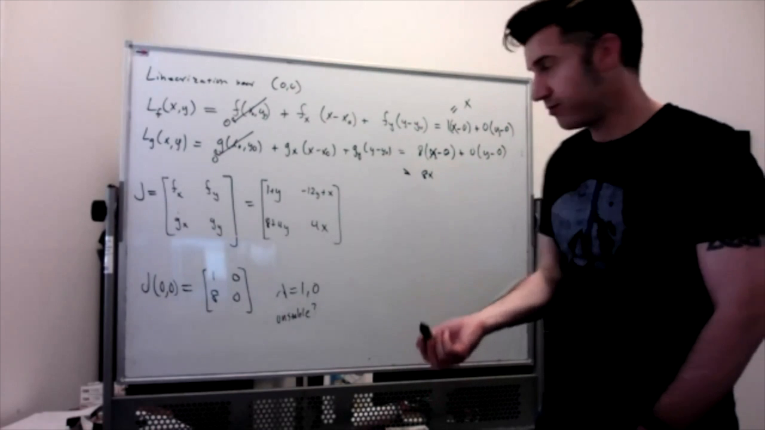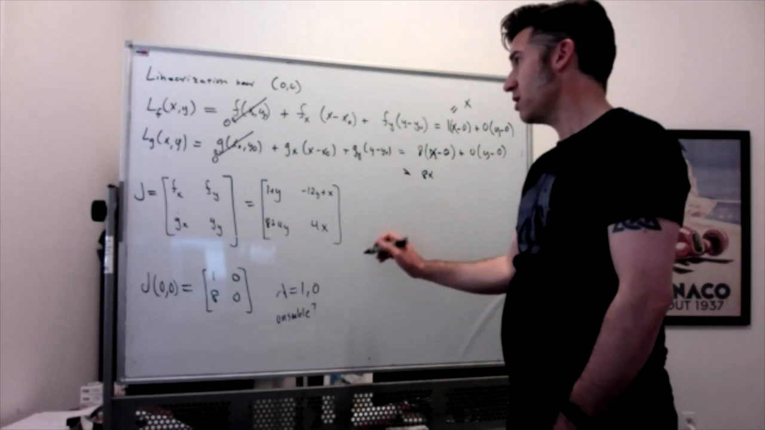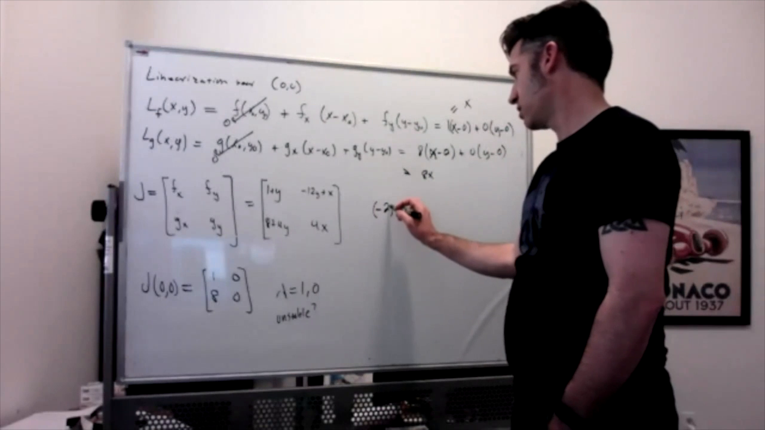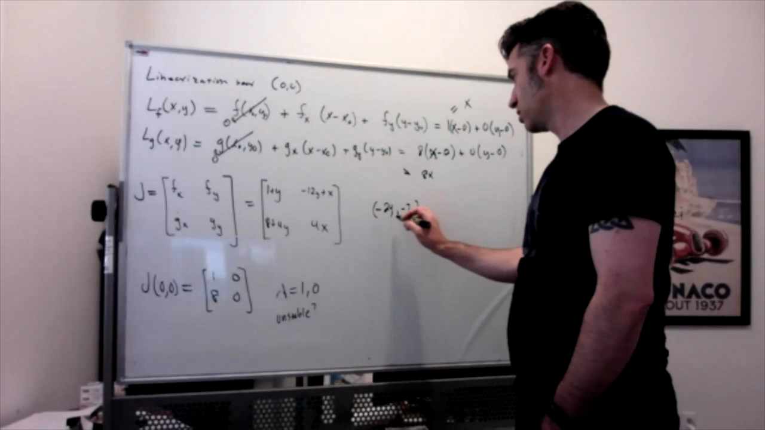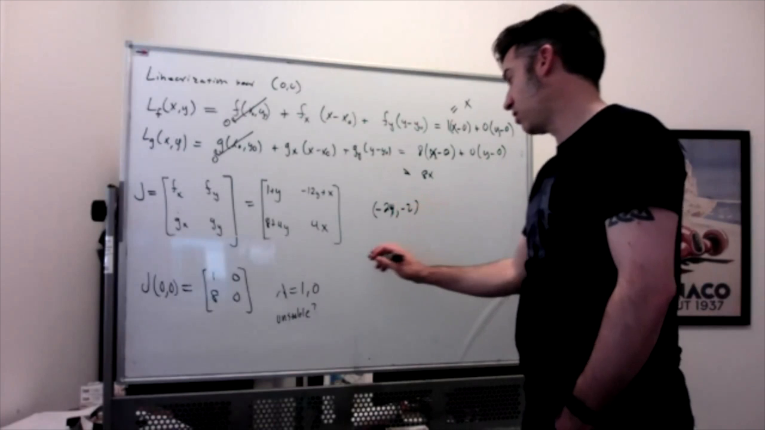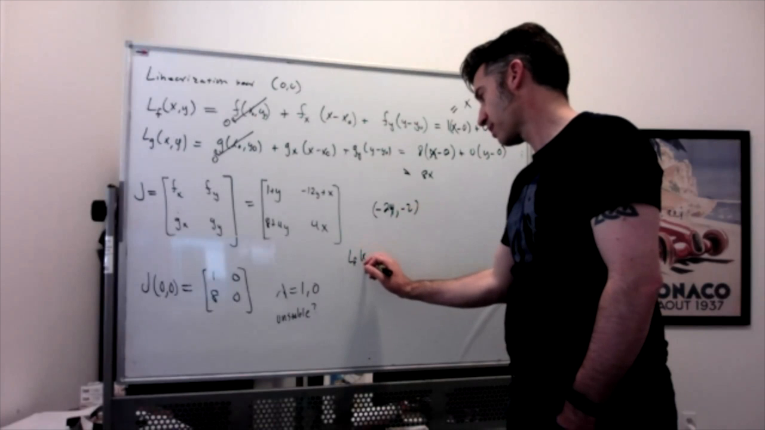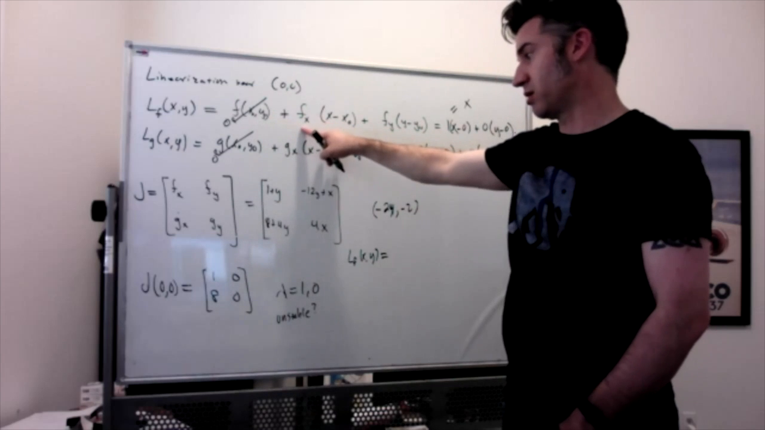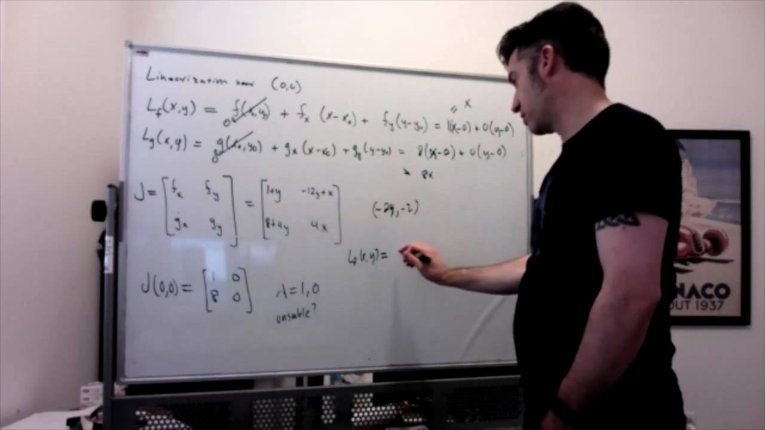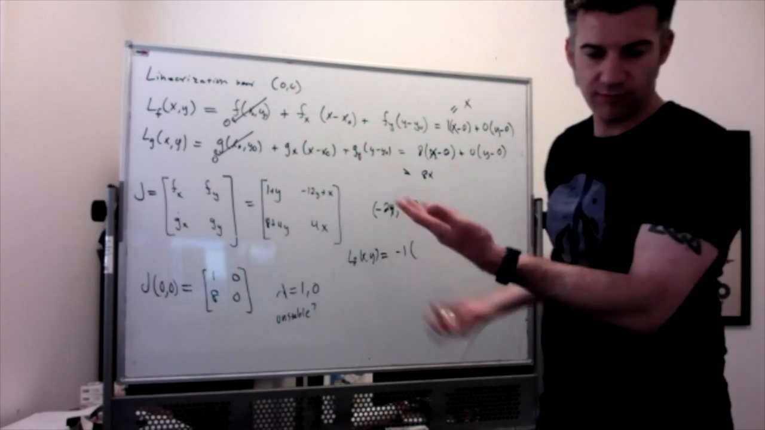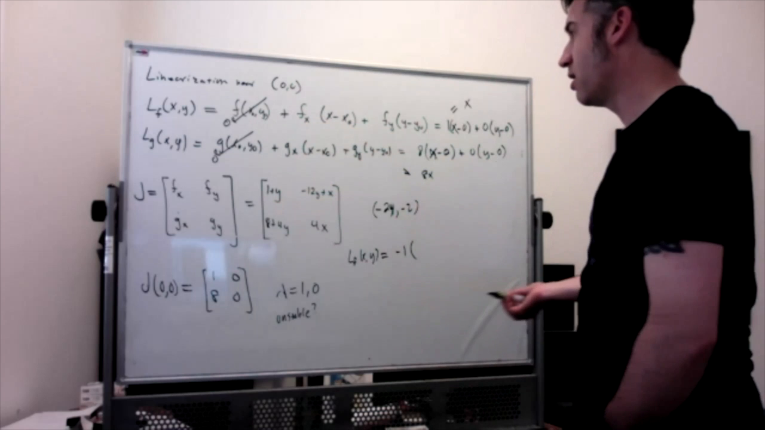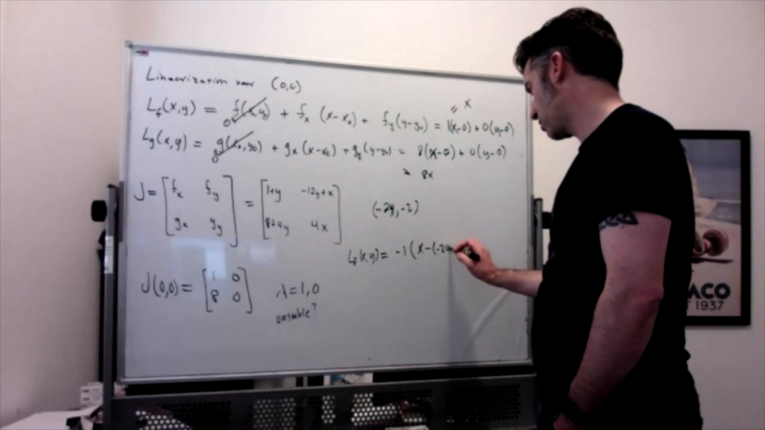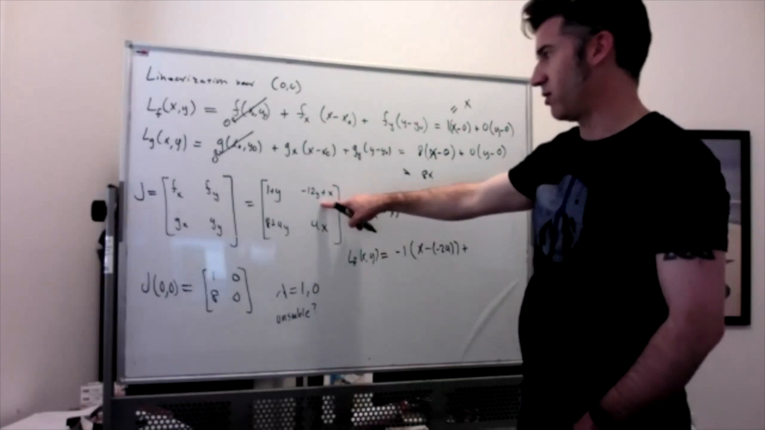How kind of strange. The other one, for -24 comma -2, the linearization at that point would be, well, for f, it's going to be 0 plus the partial with respect to x, which is going to be 1 plus y, plugging in -2, so -1. I know I erased the other Jacobian I had, but it's -1 times x minus -24 plus the partial with respect to y, which is going to be 0.